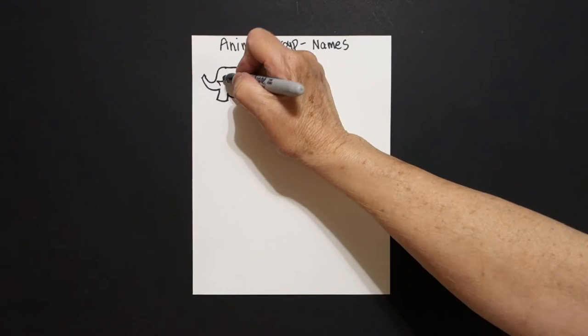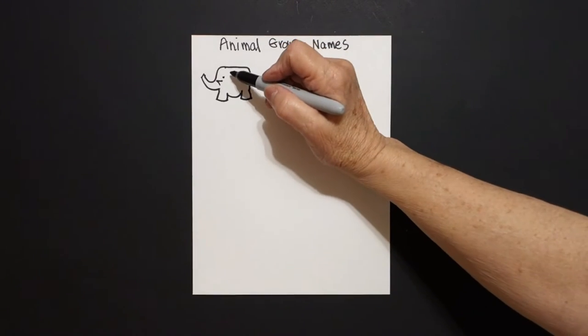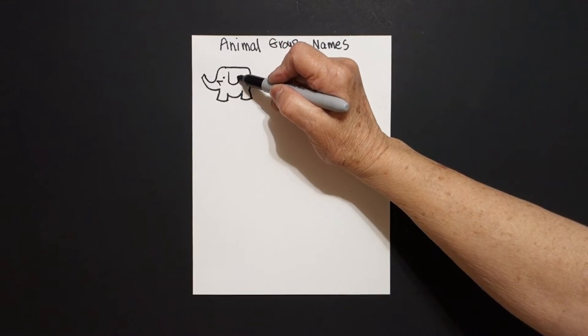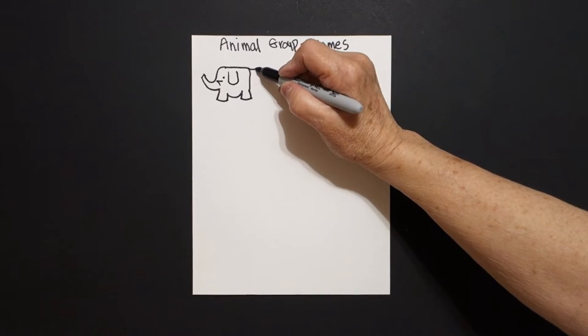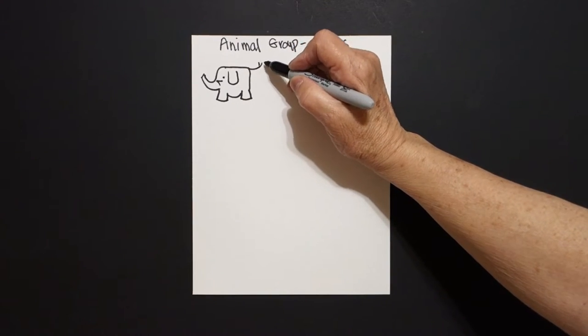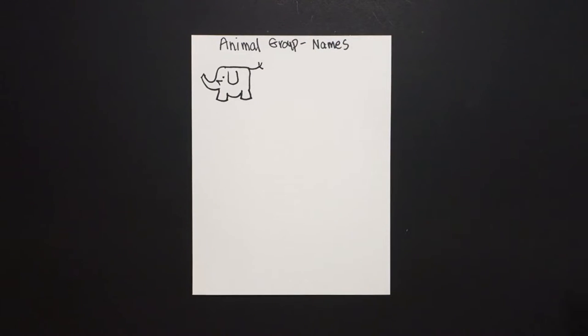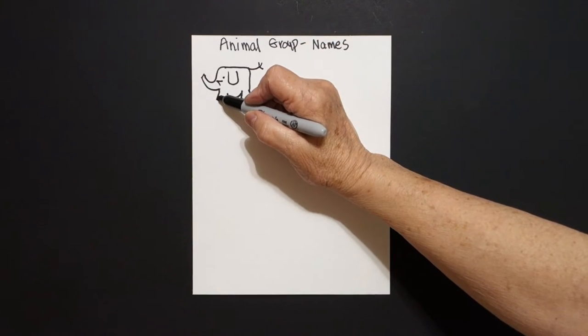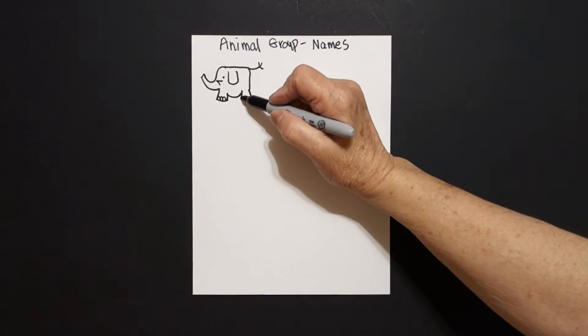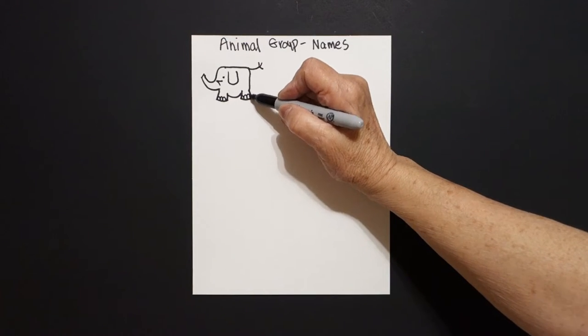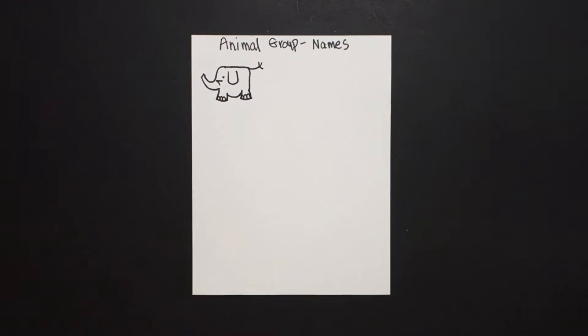Right about here, I'm going to put a dot. And right here, I'm just going to draw a curve line up. Come up to the tippy top, draw a curve line, 1, 2, 3 little straight lines. And down here at the bottom, 1, 2, 3 curve lines inside.